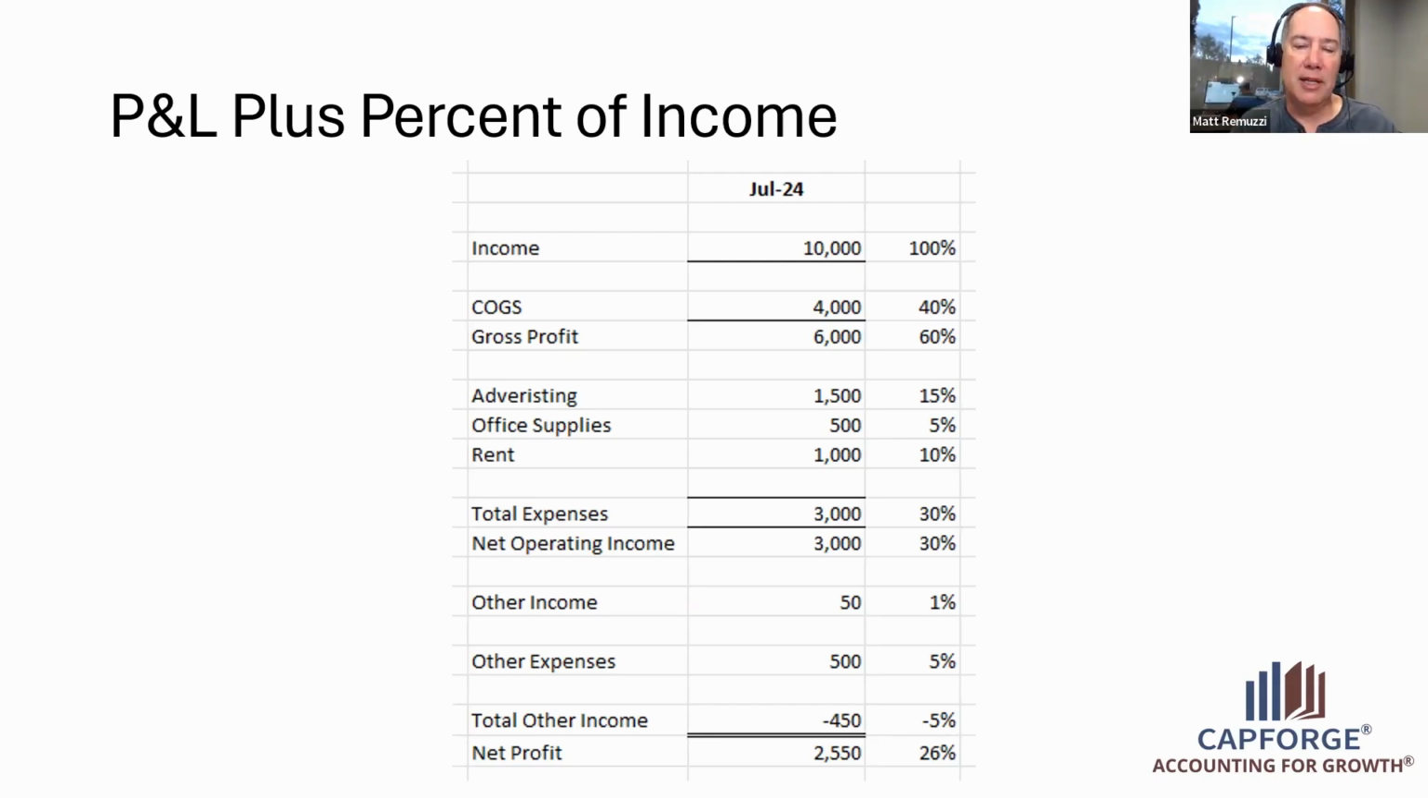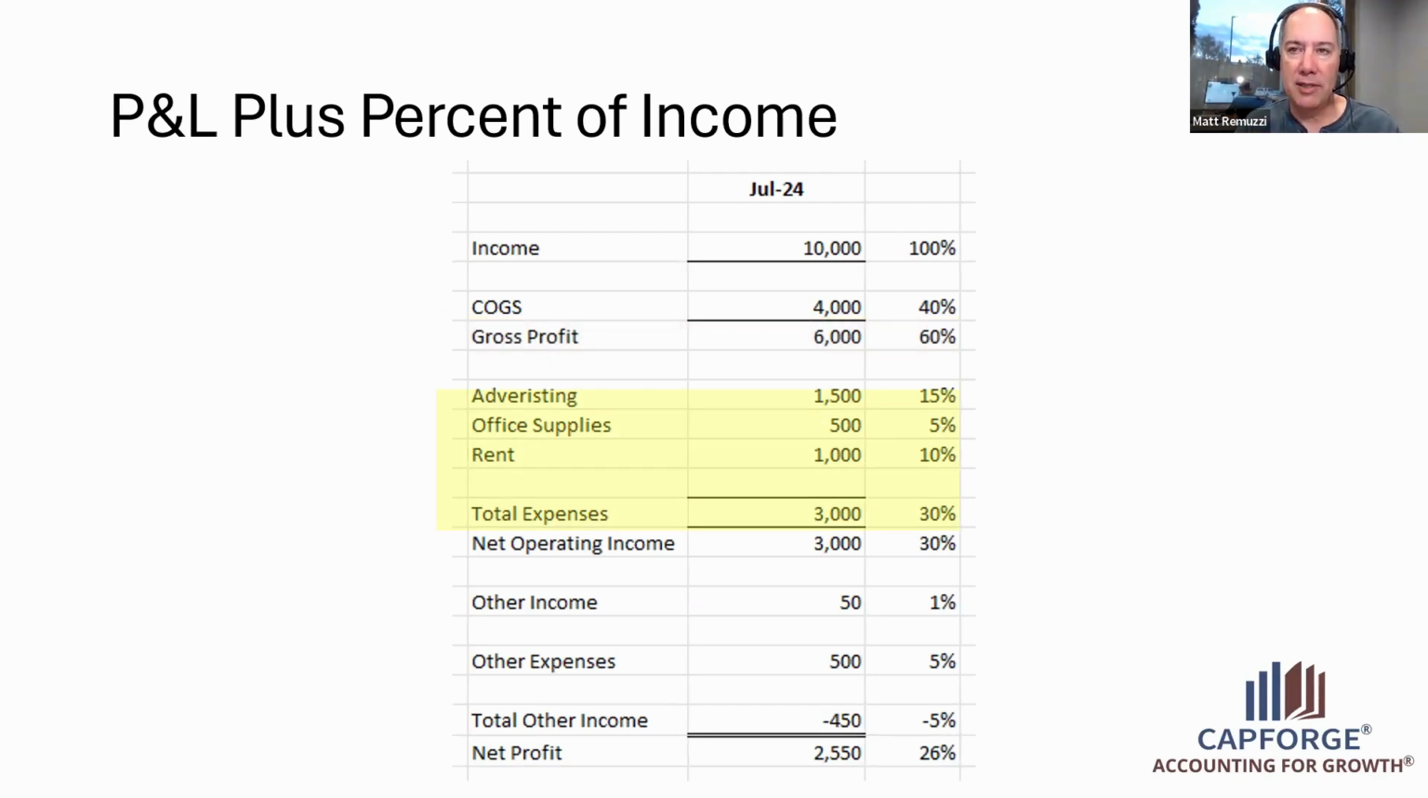So another way to think of that is we have a markup from what it costs us to buy something to what we're selling it for. So we buy it for $4, or it costs us $4 to produce, and we're selling it for $10. So we have a pretty good markup, a gross profit of 60%.